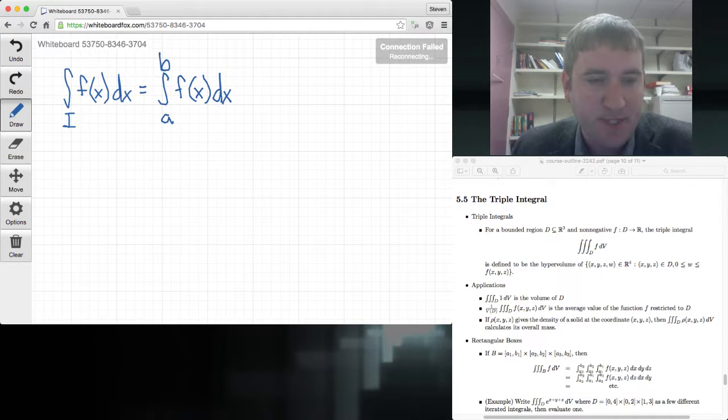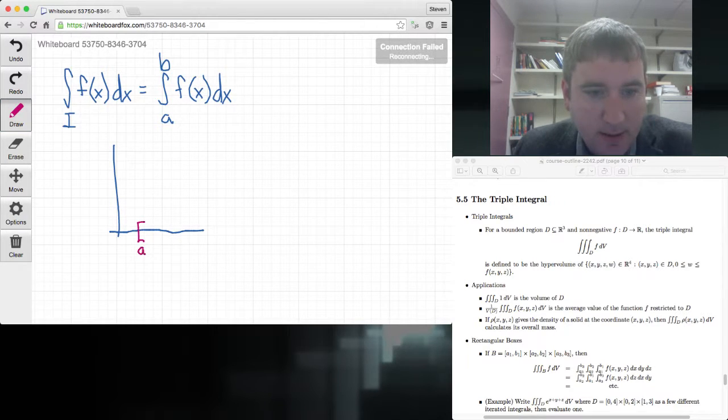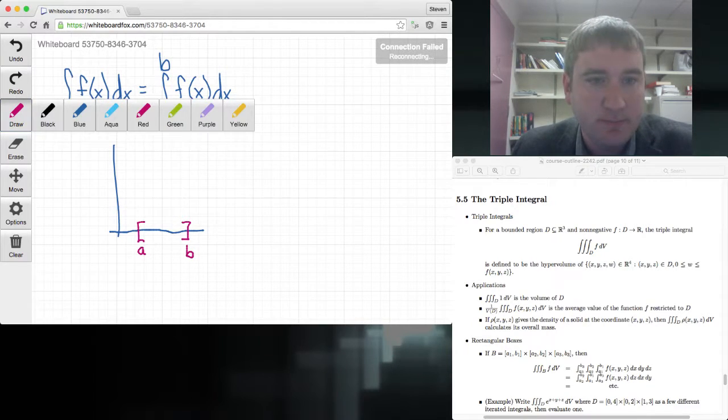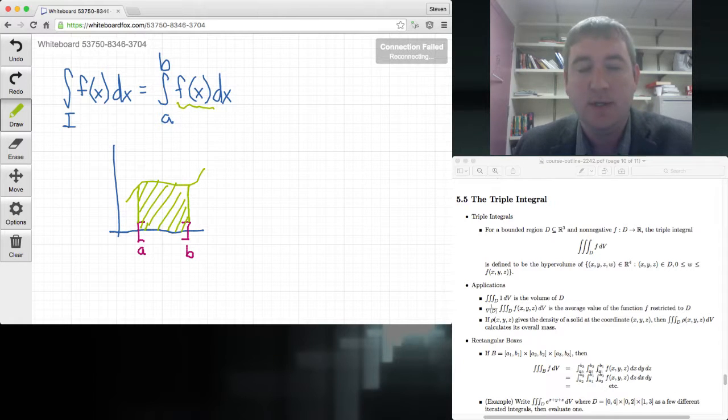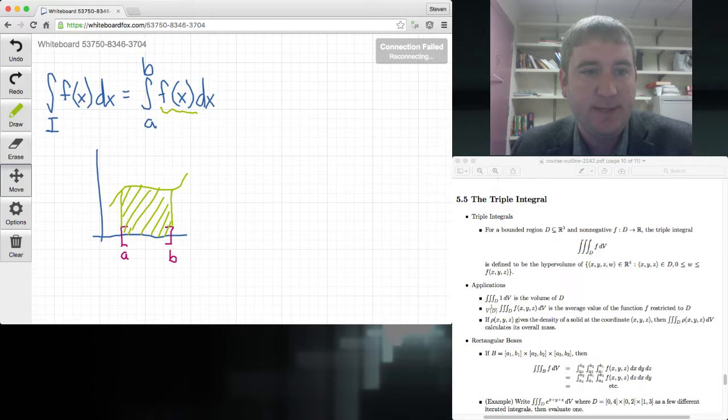But what did that represent, actually? Well, what it actually represented is we would take the interval from a going out over to b. We would take this function, f of x, and we would find the area underneath that curve. All right, so we've got that. That's all well and good. But what do we do from there?